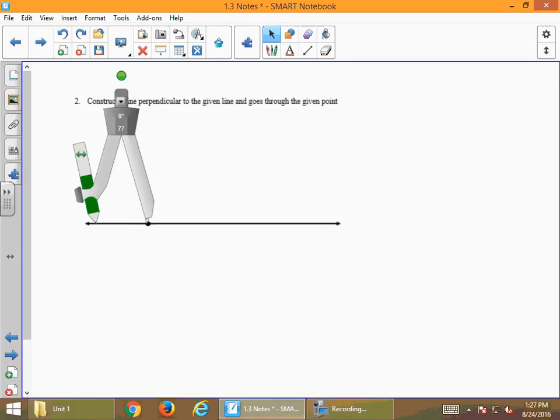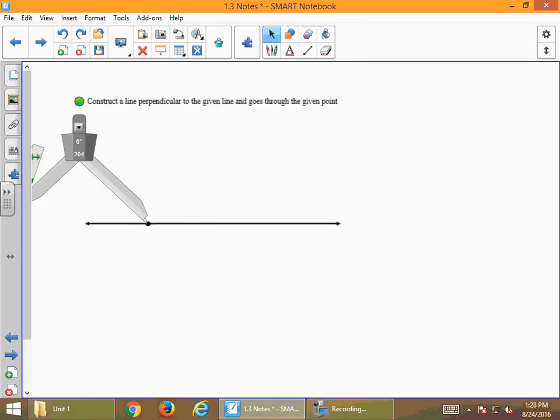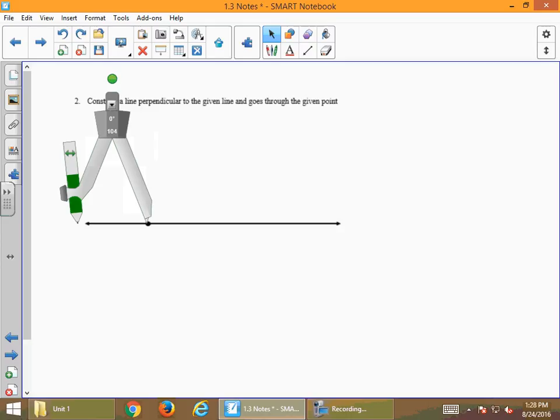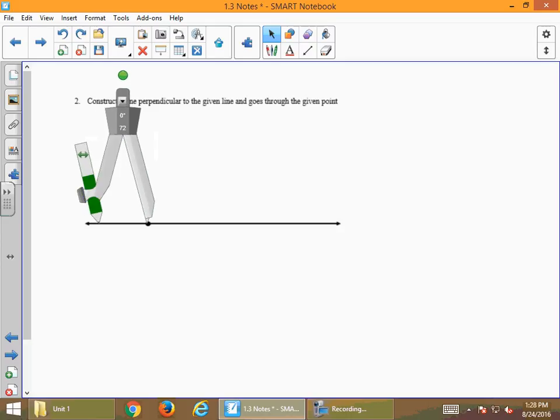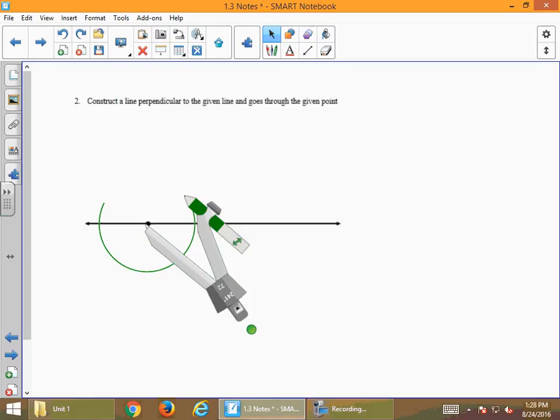Stay on the line. If you went the other way, you might have opened it up that far, but at that end it's not on the line. It has to be able to touch the line on both sides. So we're going to go a little small. That's good. Same exact steps as last time. You're going to make an arc so it intersects the line at two parts.